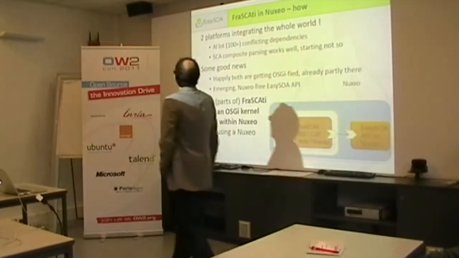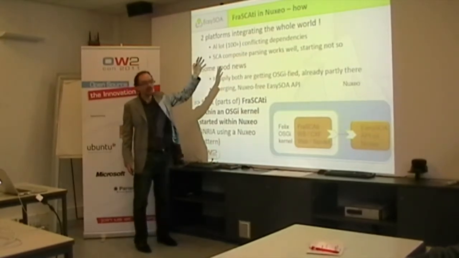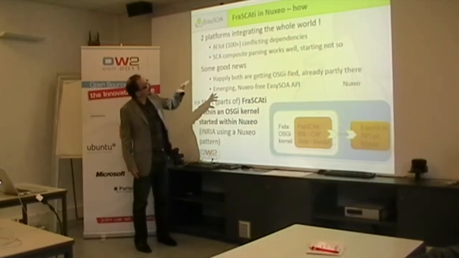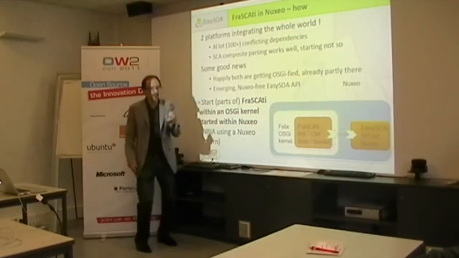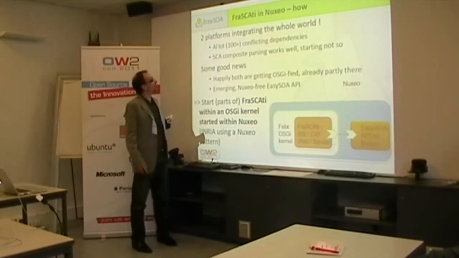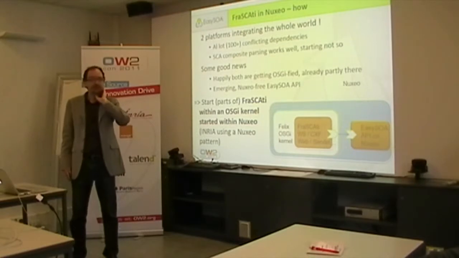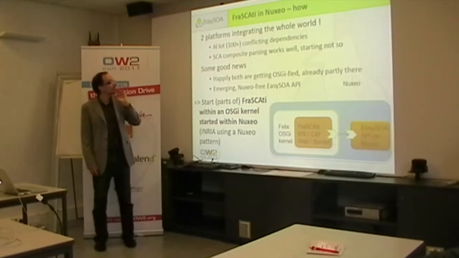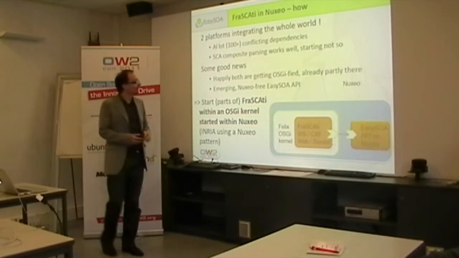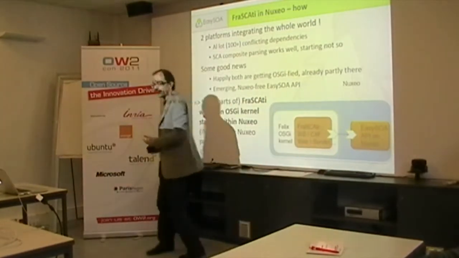And one of the first things that we tried was SOA composite parsing using FraSCAti within Nuxeo. SOA composite parsing, that works well, okay? But when you want to start what you've parsed as a FraSCAti component, well, it doesn't work anymore. You've got conflicts on things like OSGI core, JDT core, so it's not good news, but you've got some good news, however, like, well, both FraSCAti and Nuxeo are getting OSGI-fied in the process of it and already partly there.